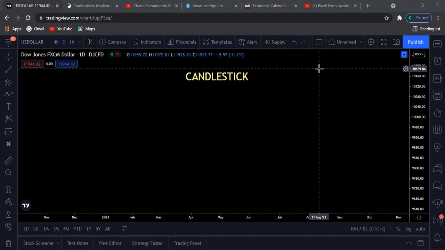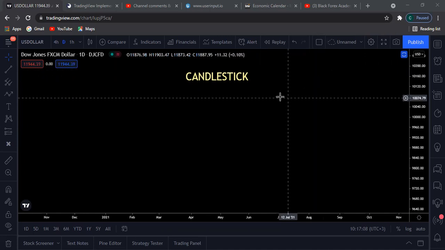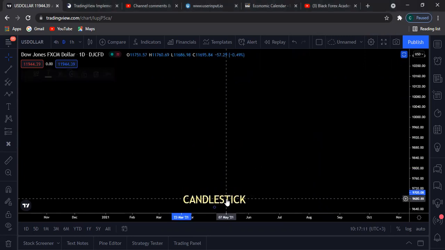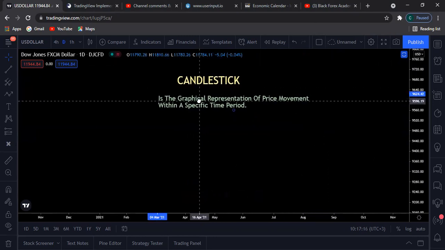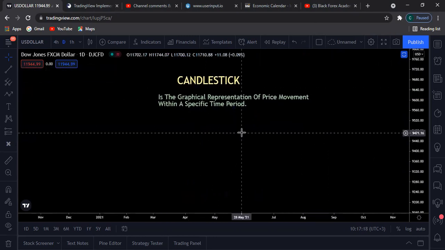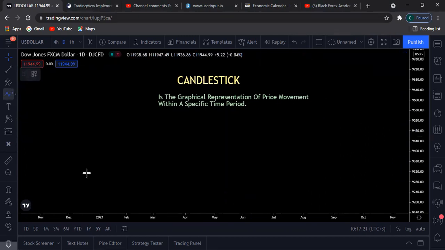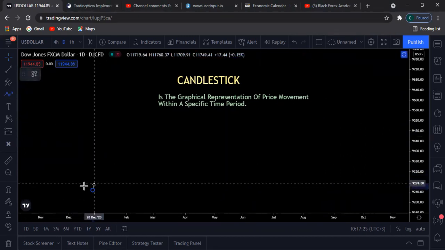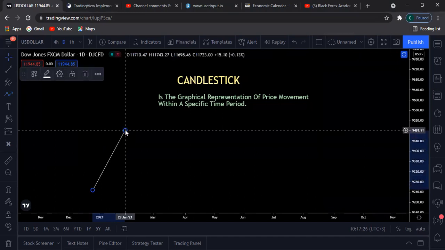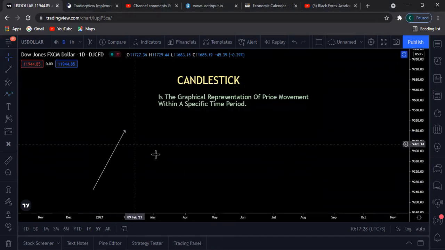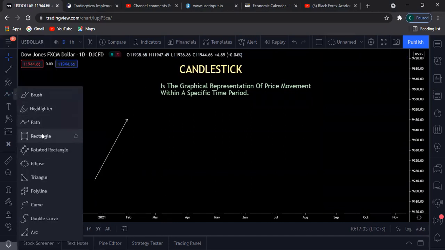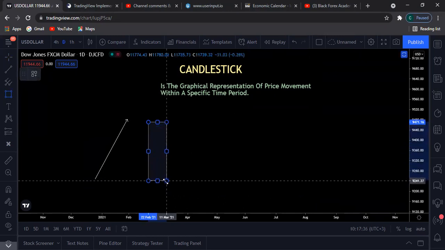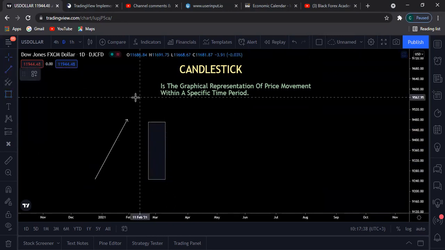So what is a candlestick? Well, a candlestick is just the graphical representation of price movement within a specific period of time, right? So let's say prices were moving from down here to somewhere around here, let's say within 4 hours. So what will happen is that the candlestick formed will be something like this.